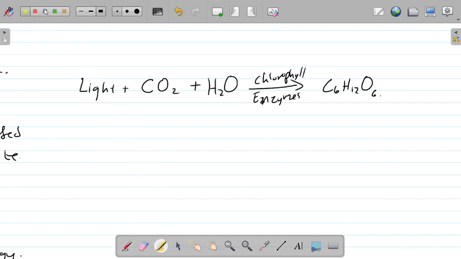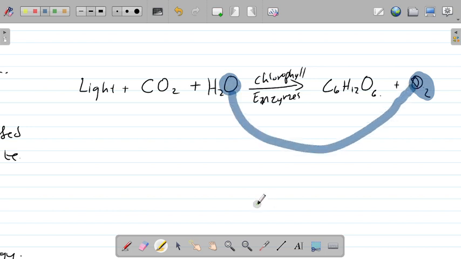Now let's look at some things. Where did what go? Let's start with, obviously, light is used by chlorophyll to split this H2O molecule into, oh, we forgot a product. What product did we forget? O2. So light is used to split water, and this oxygen over here is the one that has been split. Can you see where it goes?